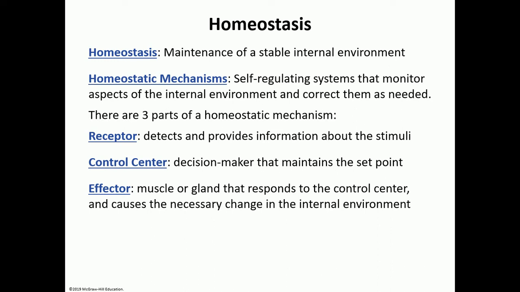The control center is usually a part of the central nervous system. It can either be in the brain or in the spinal cord. Okay, and it will compare it to a set point. Like, should I be in pain or is this unusual? And that control center will decide, well, no, that's unusual, and will send another impulse to the effector, and the effector is either a muscle or a gland that is going to respond to what the control center tells it to do.